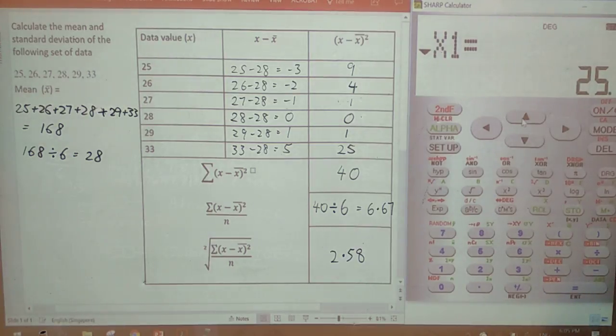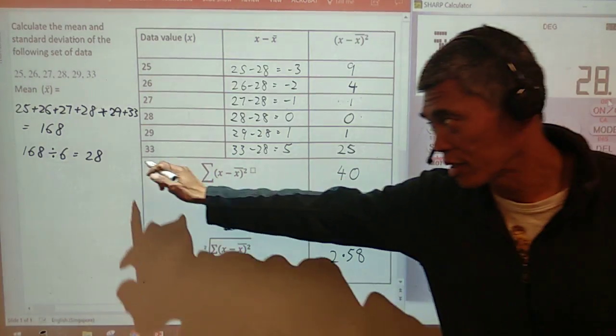So what I'm going to do now is to calculate the mean. To calculate the mean, all you have to do is click on alpha, and click on the button that is next to the mean symbol here, which is an x with a bar above it. There you go. You have to click on the equal sign to actually get the mean. And you can see over here that you're accessing the mean of the data set. Press the equal sign, you get 28, which is what we calculated earlier on.